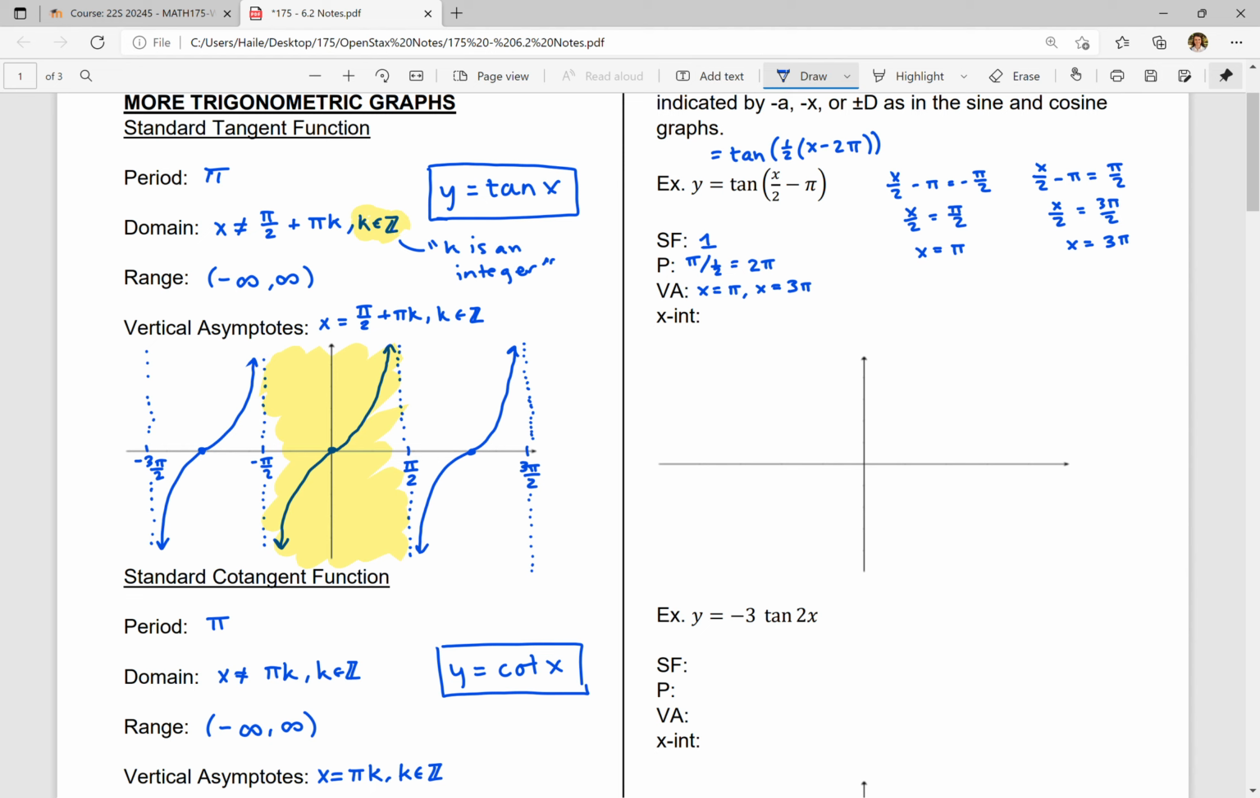Okay, and so now I think, well, let's see, do we have any reflections? No, we do not have any reflections because we don't have a negative a and we don't have a negative k. So no reflection. Okay, so we'll talk about the x-intercept in a second, but right now we're going to graph one period.